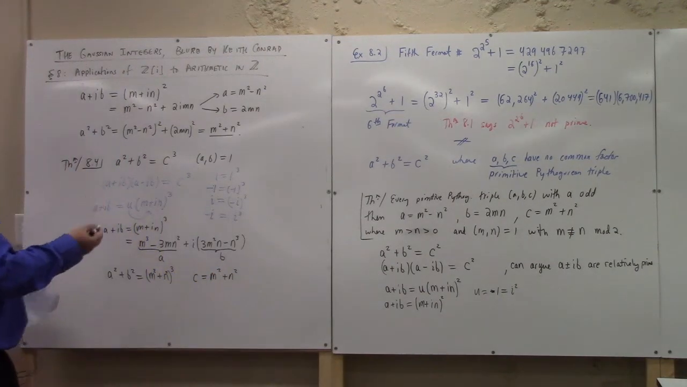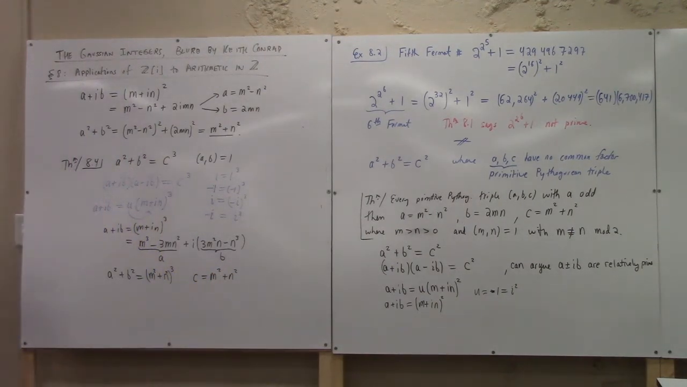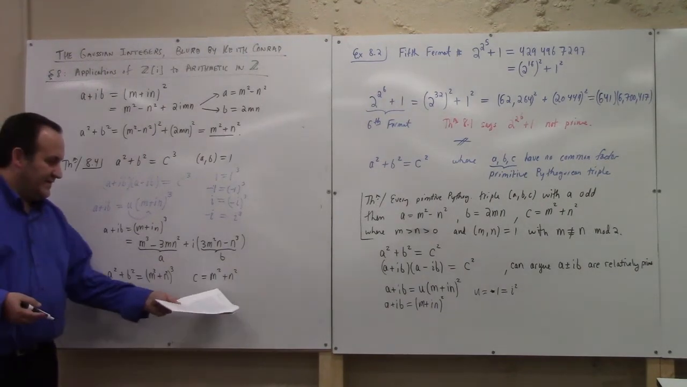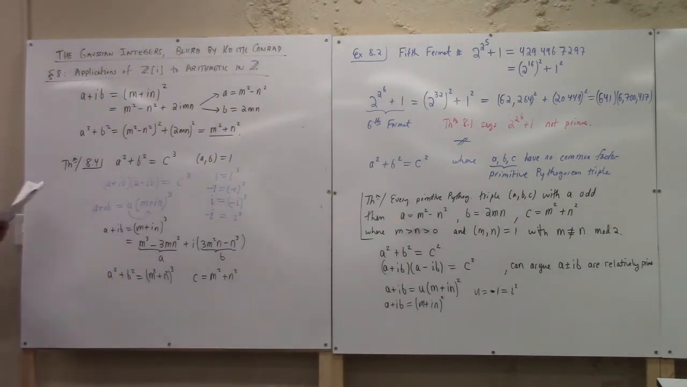I haven't written the theorem. I mean, theorem 8.4 says a is equal to this, b is equal to that, c is equal to that. Those satisfy a squared plus b squared equal to c cubed. But this is just such a brilliant idea: to take the sum of squares and break it down to a product of these Gaussian integers.